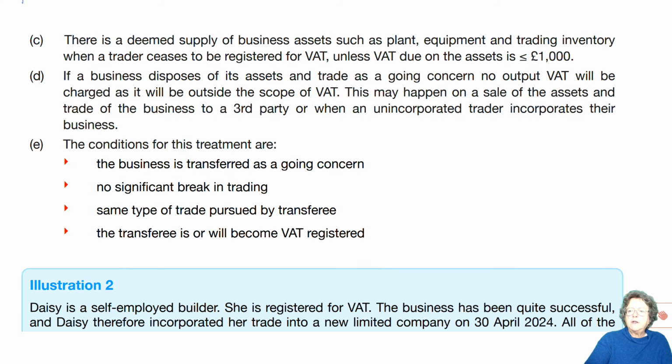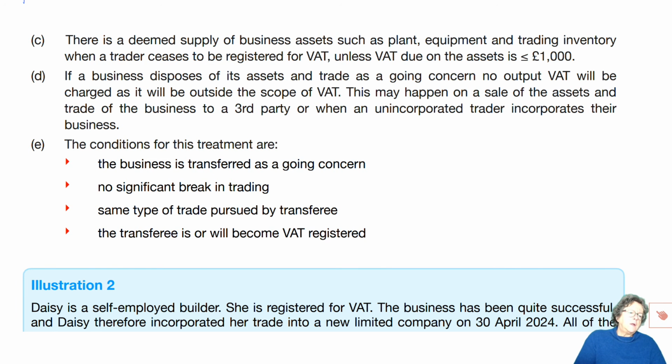We're still on deregistration. So there is a deemed supply of business assets such as plant, machinery, equipment or trading inventory when a trader ceases to be registered for VAT unless the VAT due on the assets is not more than £1,000. So if you are ceasing to trade and there is this deemed supply of business assets, unless it's below that limit, in which case you would then have to work out the output VAT on that deemed supply.